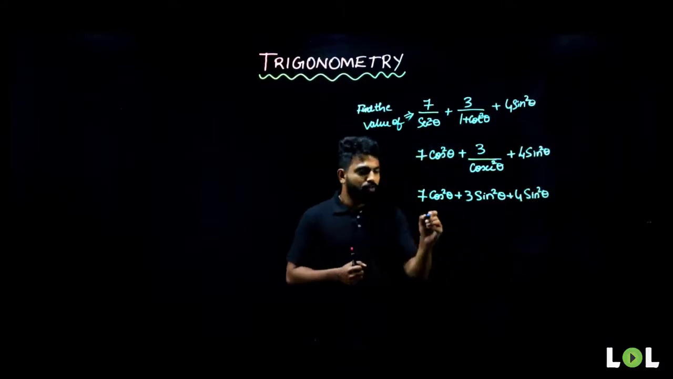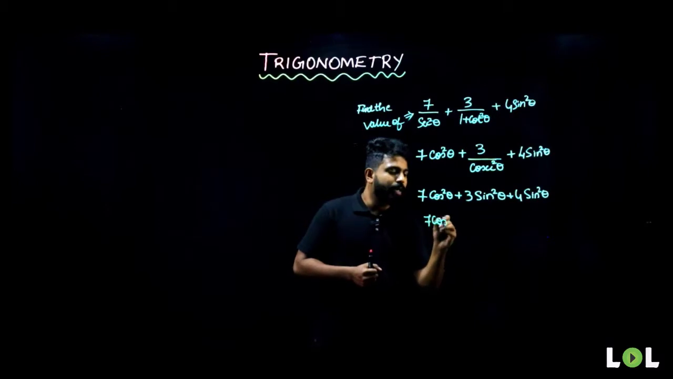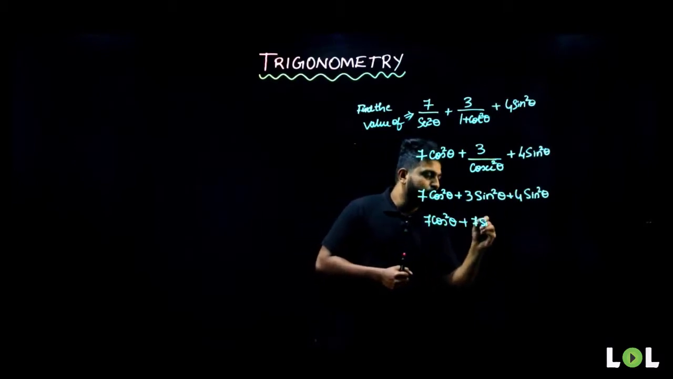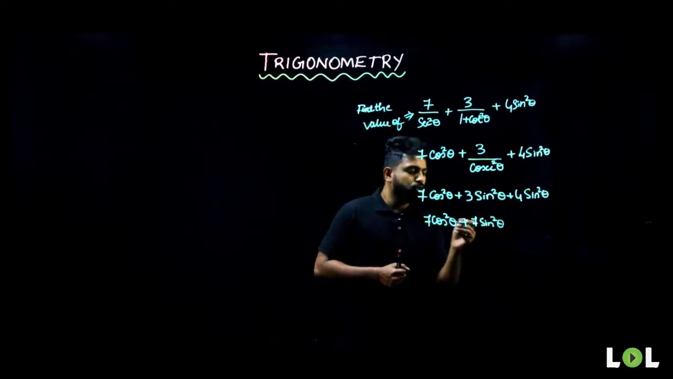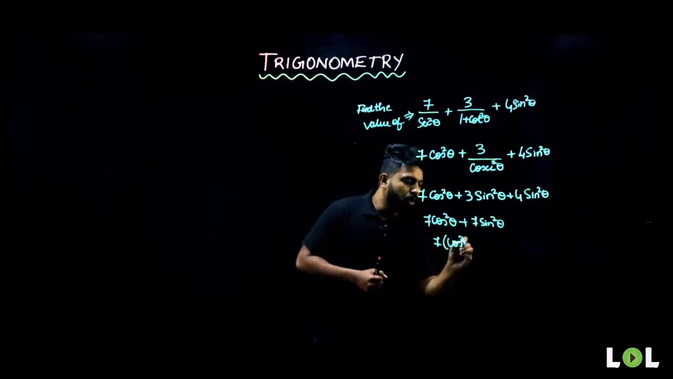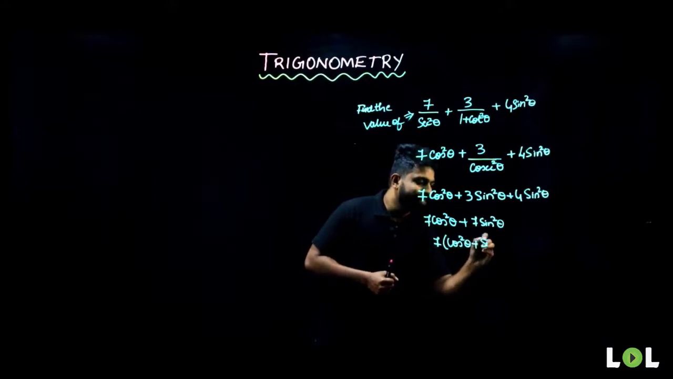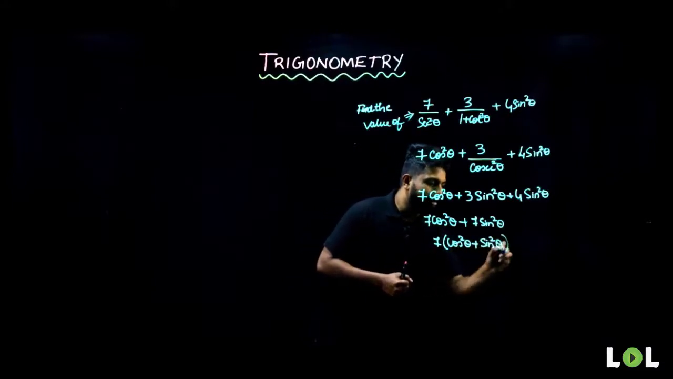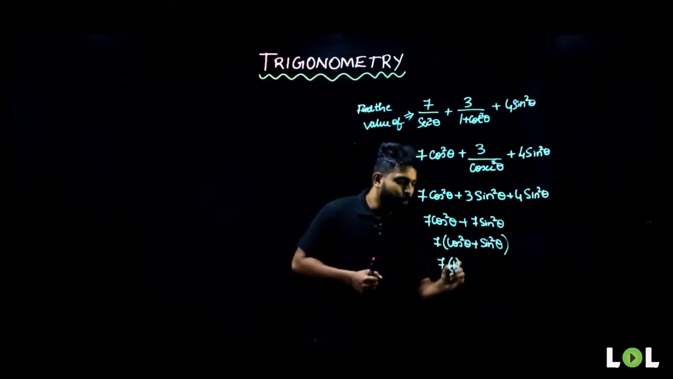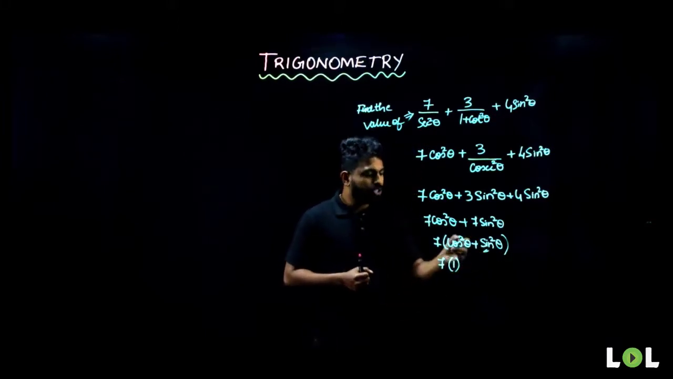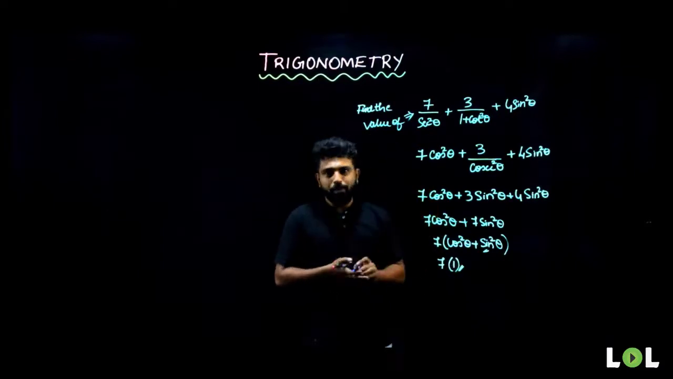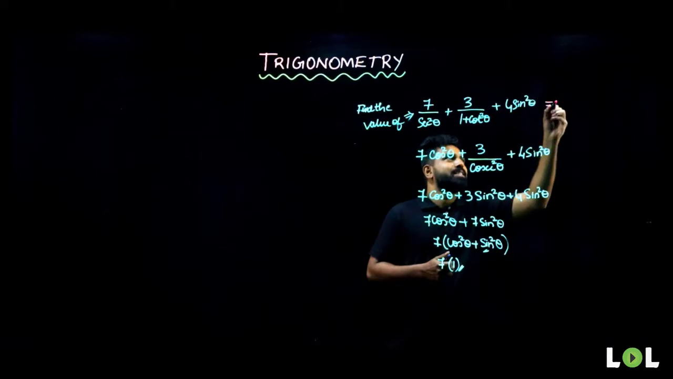Now what is the value of this? 7 cos square theta plus 4 plus 3, 7 sin square theta. So now if I take 7 out, what will I be left with? 7 into cos square theta plus sin square theta. So what is cos square theta plus sin square theta? It is equal to 1. From the first identity, we know that cos square theta plus sin square theta is equal to 1. So the value of this will be equal to nothing but 7.